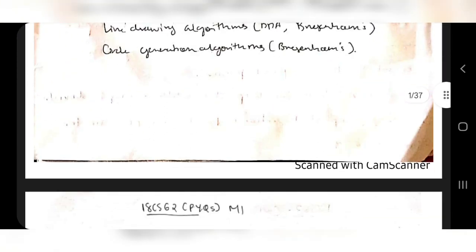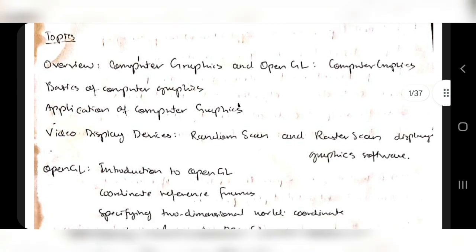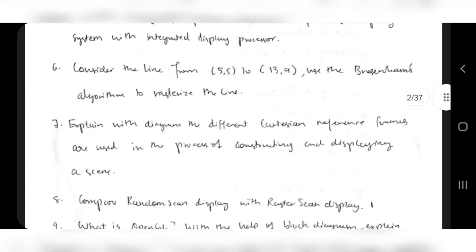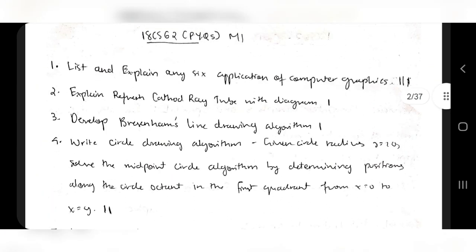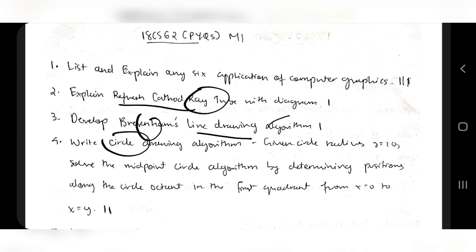What are the applications of computer graphics? Means where all you use computer graphics. For example, drawing graphs and all, in VR, in the health industry and all, those are applications you have to mention, okay? That is the first important question. And after that we have the two devices, as I told you, means the cathode ray tube, the raster display and the random display, and Bresenham's line drawing algorithm, as well as circle drawing algorithm, as well as the numericals associated with that.